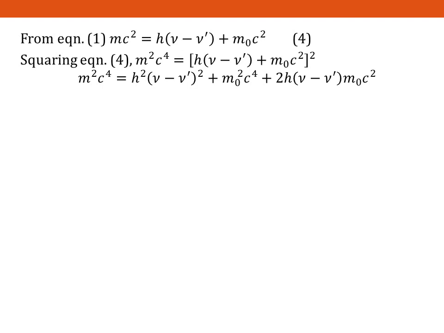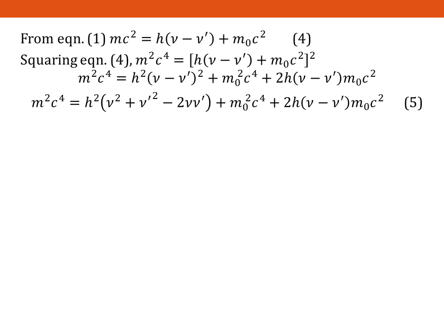The first term needs to be expanded further using the expression (a − b)² = a² + b² − 2ab, and we have equation 5 therefore to be m²c⁴ = h²(ν² + ν′² − 2νν′) + m₀²c⁴ + 2h(ν − ν′)m₀c².